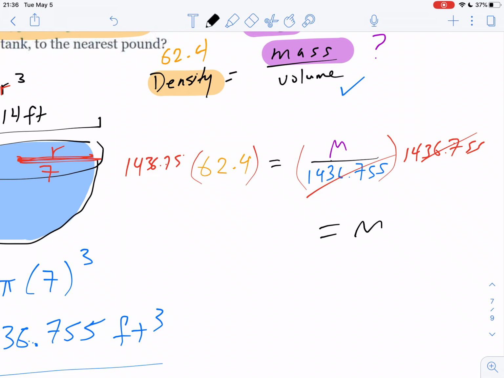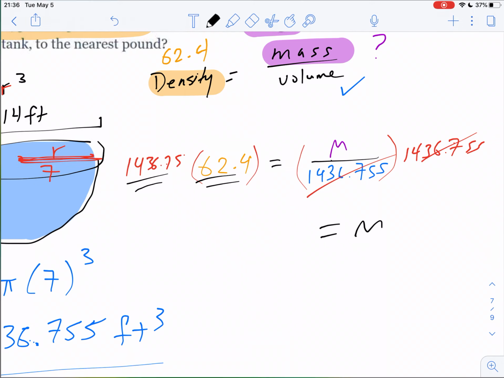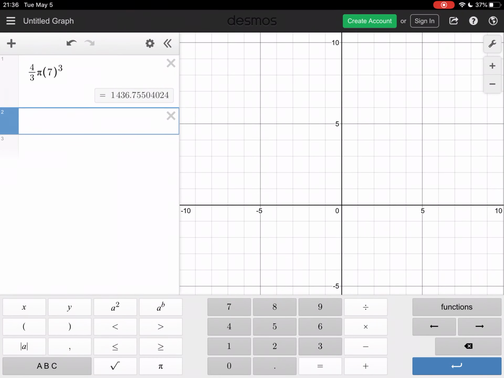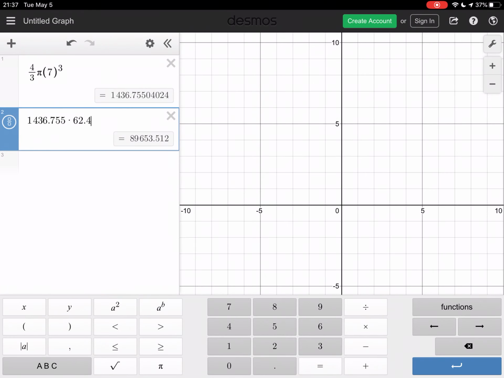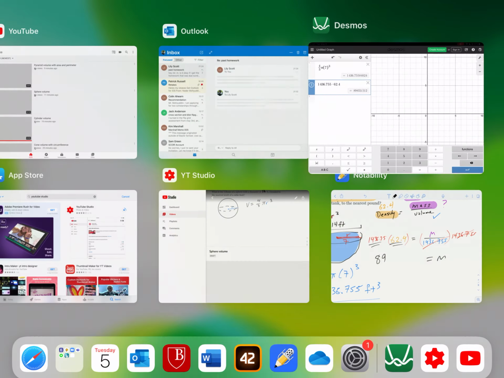Okay, so the mass is the product of the density and the volume. So we take this number and multiply it by our density. And we get 89,653.5.